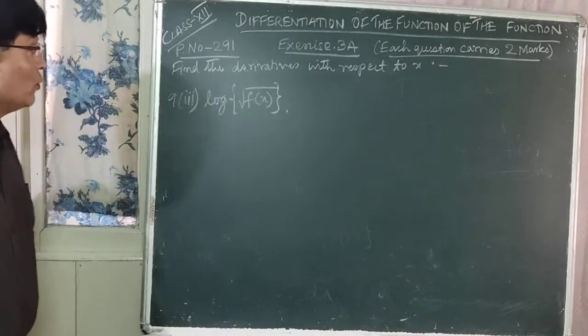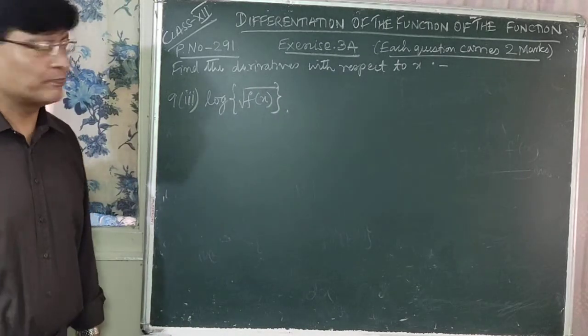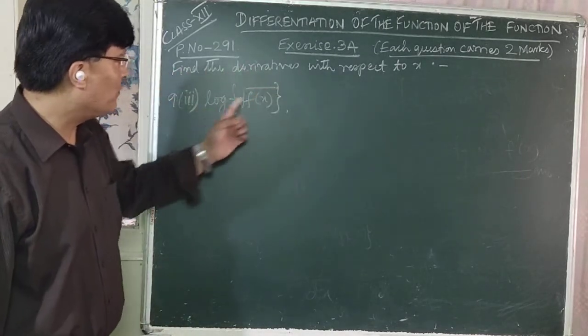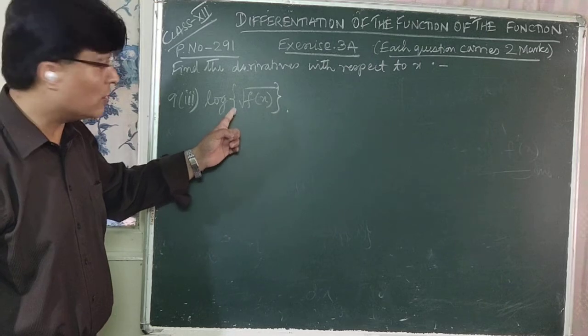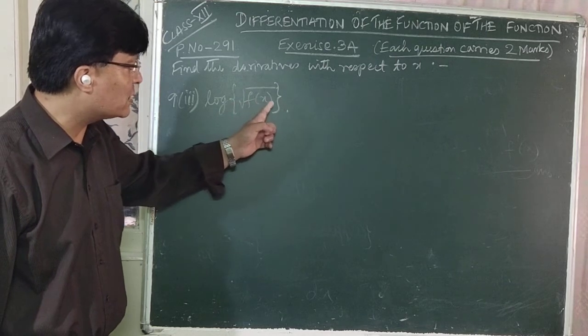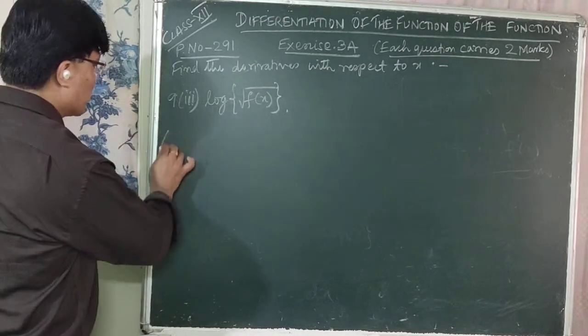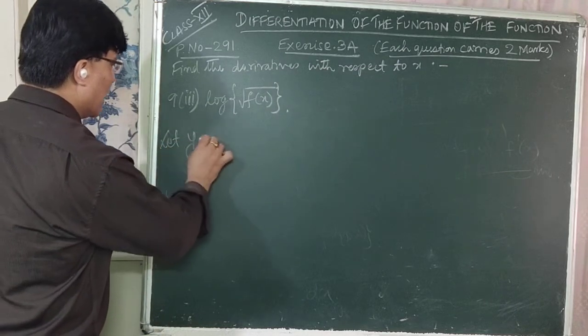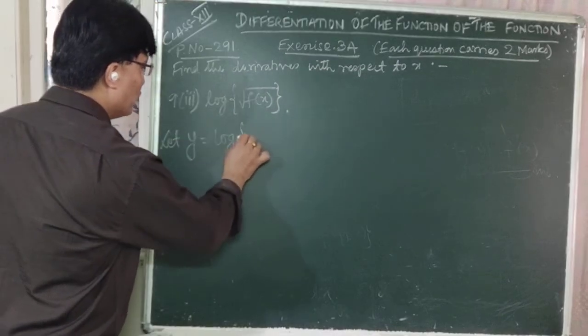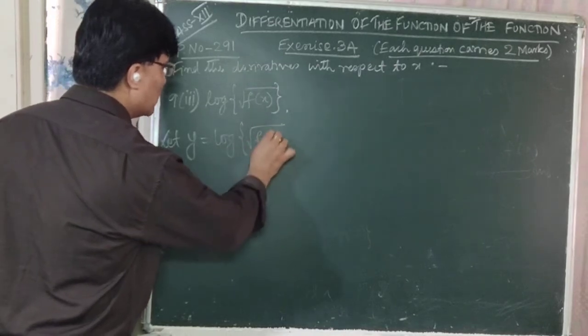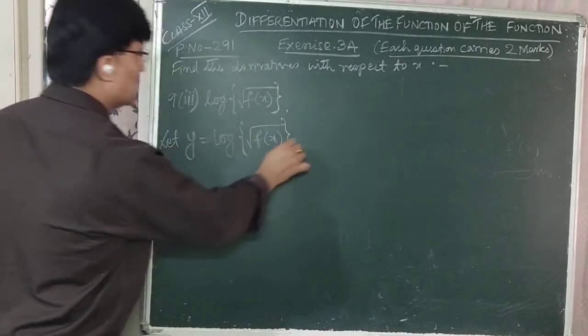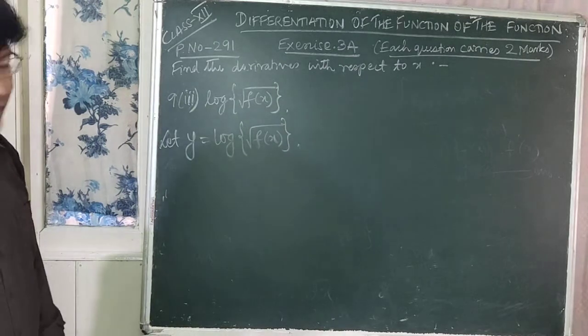So now we are doing question number 9.3. Find the derivative of log of the square root of f of x with respect to x. So let us write here, let y is equal to log of, within square root, f of x, right?